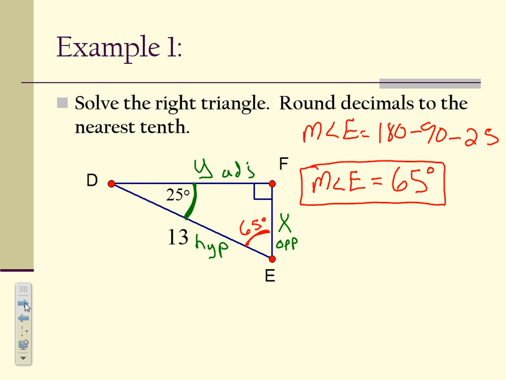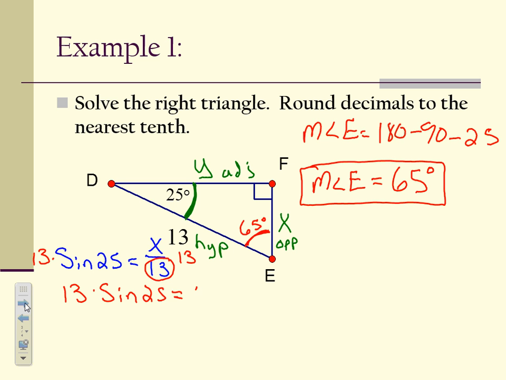I'm going to solve for x first. So I'm going to use opposite and hypotenuse, and that is sine. So the sine of 25 equals x over 13. Now we always want to multiply by whatever's on the bottom. So we're going to multiply both sides by 13. So in our calculator, do 13 times the sine of 25 is going to equal our x. We plug that into our calculator, and we're going to get 5.5 equals x.